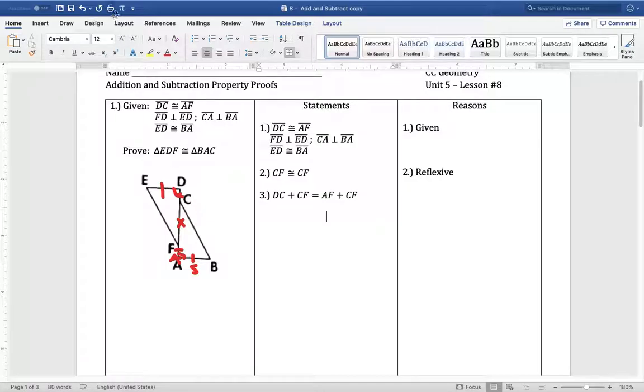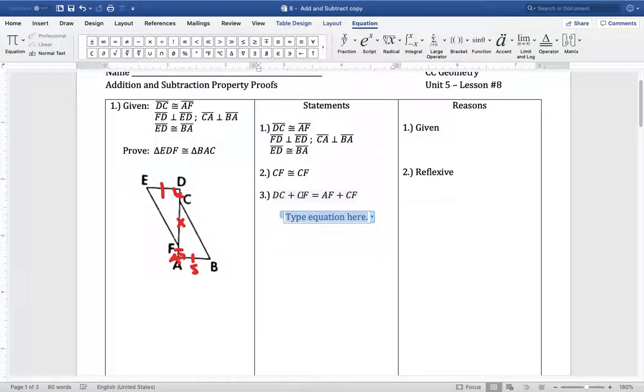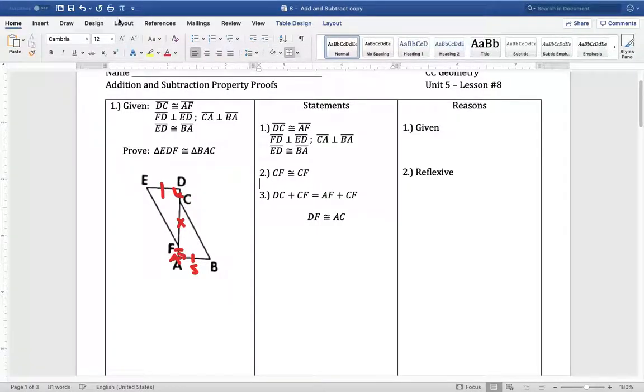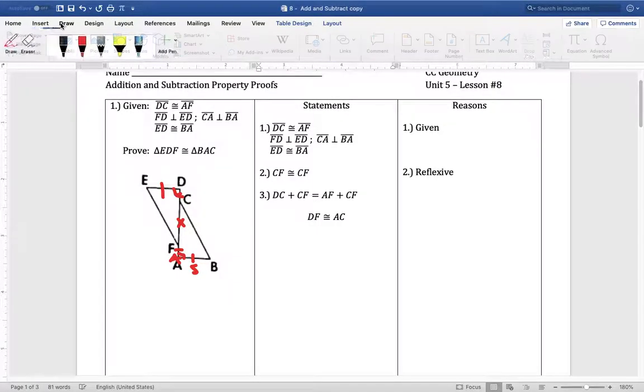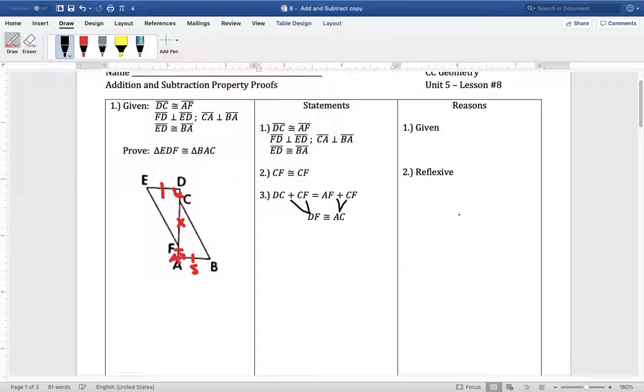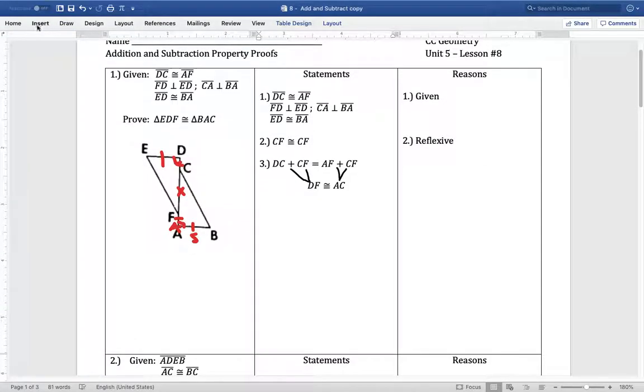I'm just going to put that we know DC plus CF is really DF. And that now is congruent to AF plus CF, and AF plus CF is really AC, which is the other piece we need. And usually what I do is I will draw this in like this. I'll just put this is that, and this is that. But you don't have to. I'm just showing you where these two things are coming from. Okay? All right.